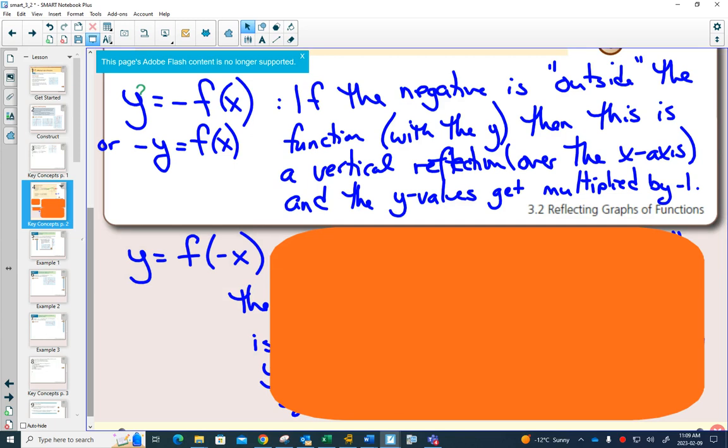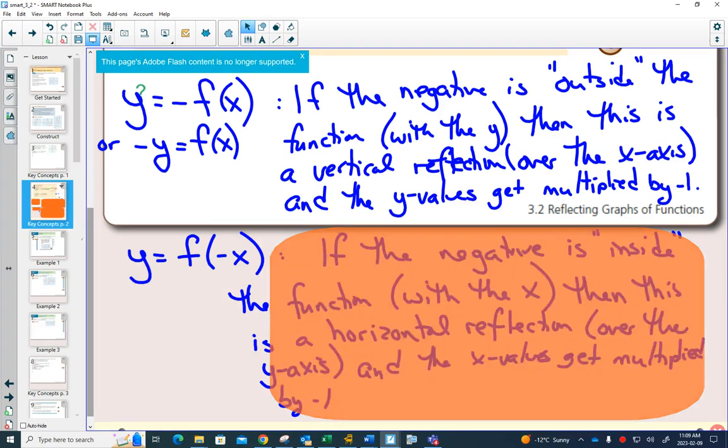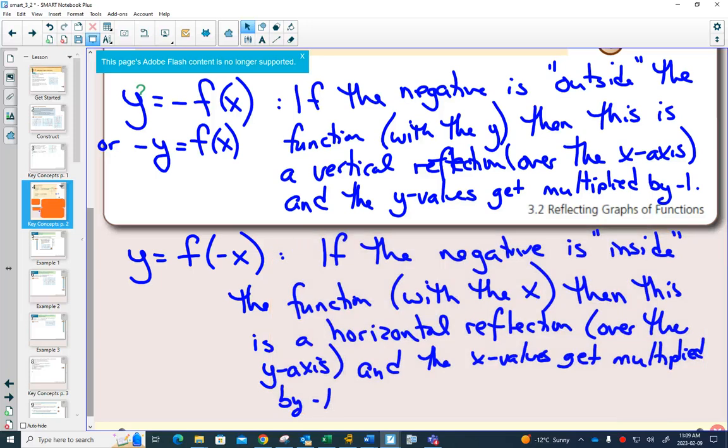If the negative is inside the function, in other words, the negative is with the x, then this would be a horizontal reflection. You would reflect things over the y-axis.